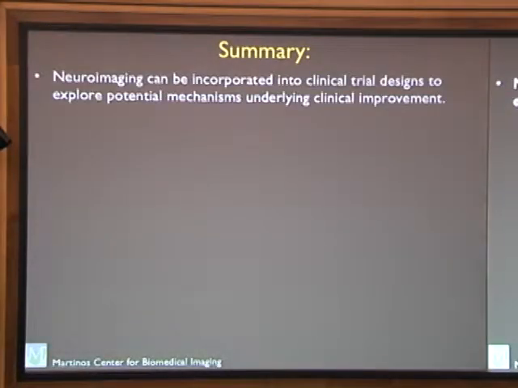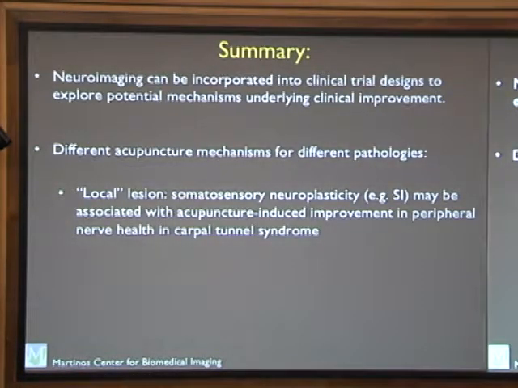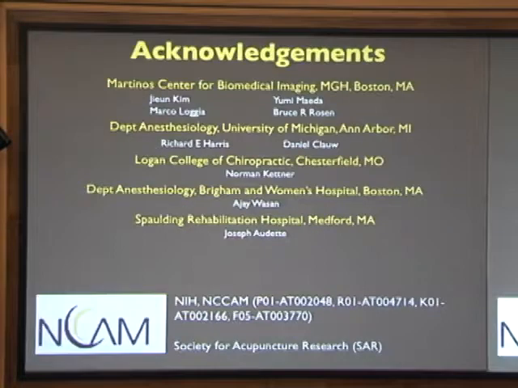So in summary, neuroimaging can be incorporated into clinical trial designs to explore potential mechanisms underlying clinical improvement. Different acupuncture mechanisms for different pathologies. So a local lesion, somatosensory neuroplasticity in S1 may be associated with acupuncture-induced improvement in peripheral nerve health and carpal tunnel syndrome. And a global lesion, quote unquote, functional brain connectivity and default mode network may prove to be an objective neuroimaging biomarker for chronic functional clinical pain and is sensitive to acupuncture analgesia in fibromyalgia.